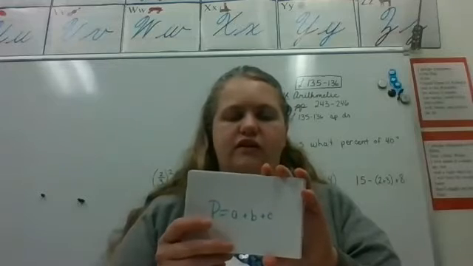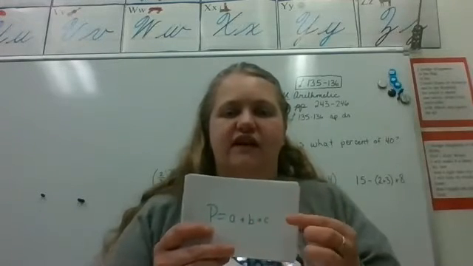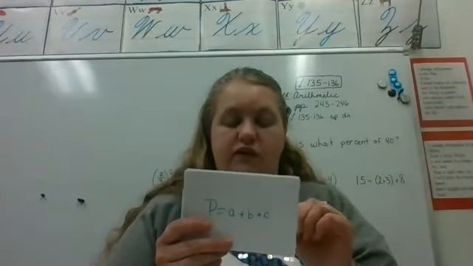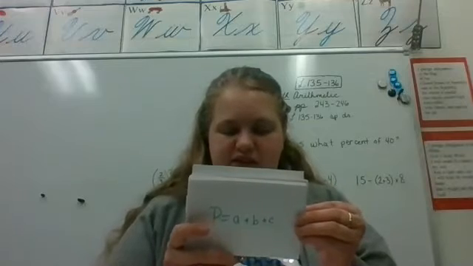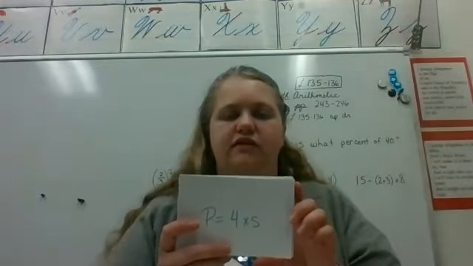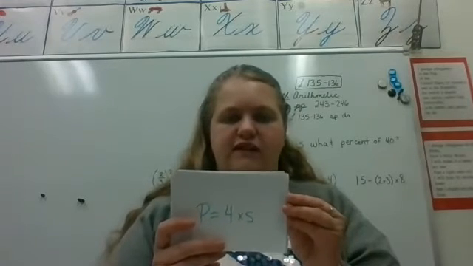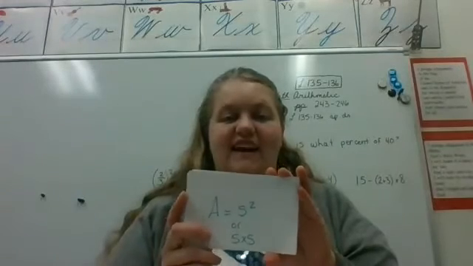It's perimeter of a triangle as well, because think of it, that's A plus B plus C, 3 sides of a triangle. If you got that and I didn't need to go over it, that's okay. What about this one? Perimeter of a square. Okay, so it's got 4 sides that are equal. This one. Area of a square.